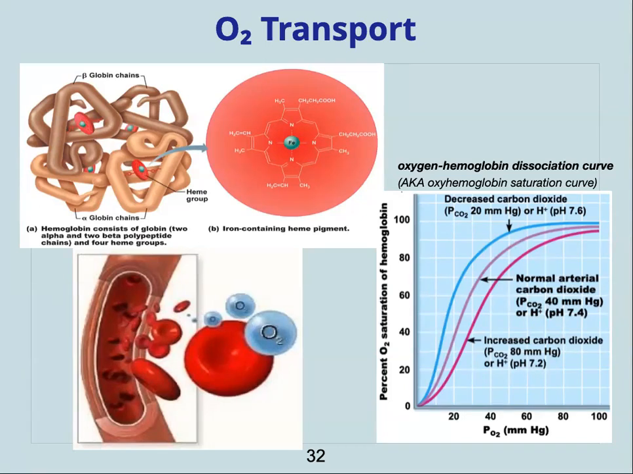However, once partial pressure of oxygen falls below 60, the curve now becomes steeper. And that steep slope means that a small decrease in partial pressure of oxygen will now cause a relatively large release of oxygen. So what is the physiological significance of this saturation curve?